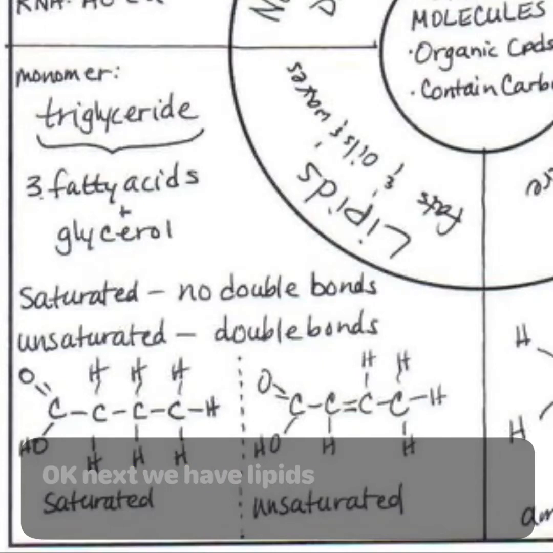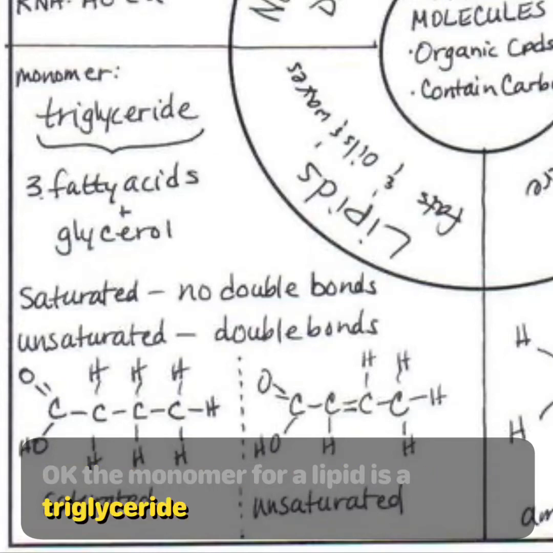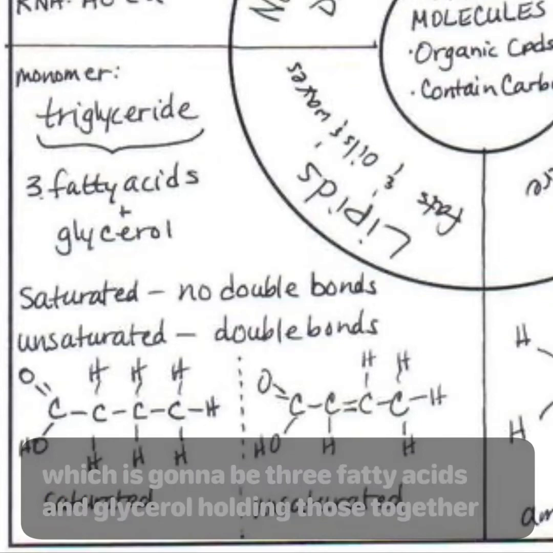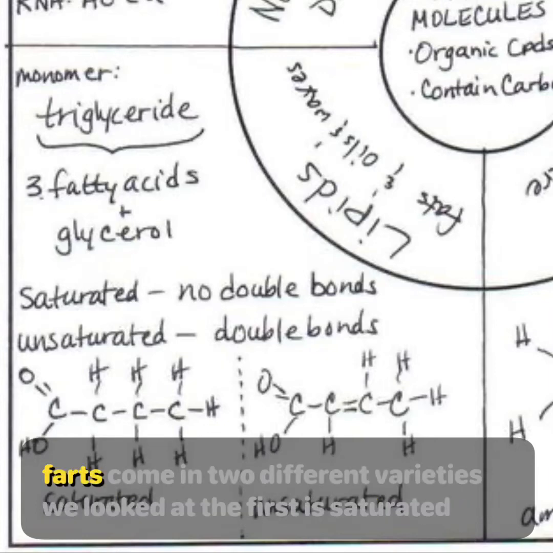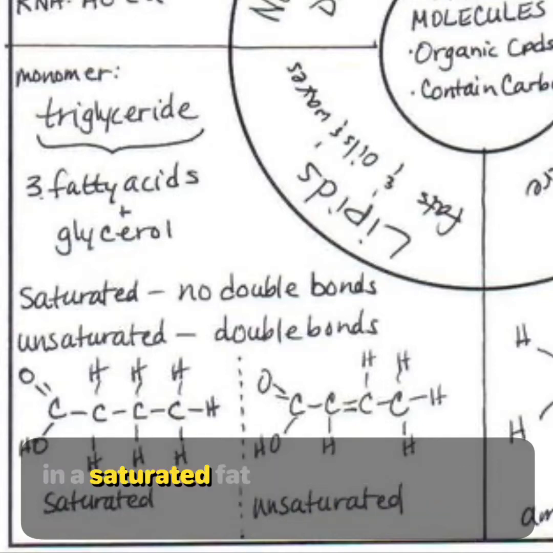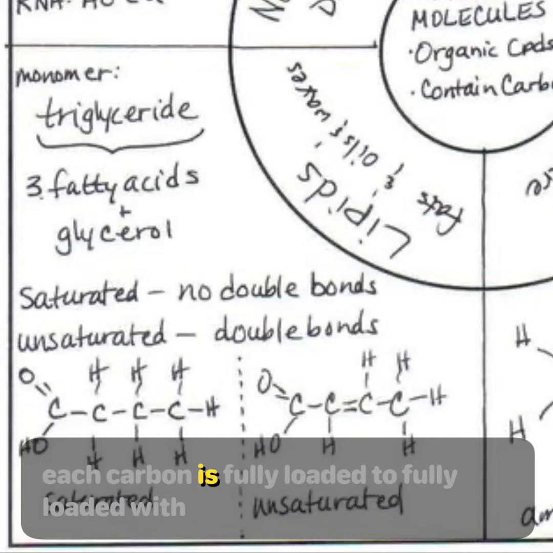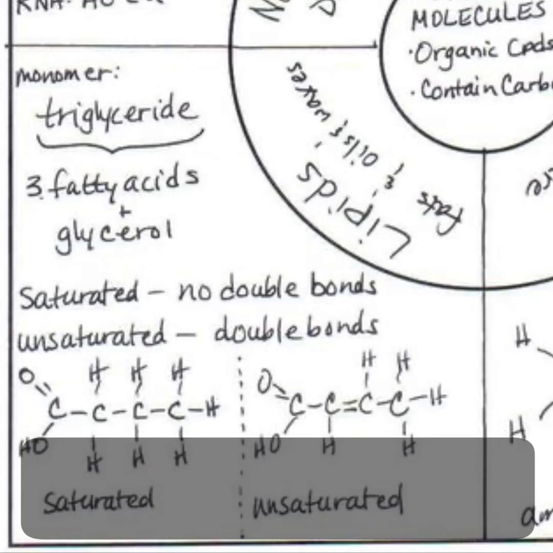Okay, next we have lipids. Lipids are going to give us fats, oils, and waxes. Okay, the monomer for a lipid is a triglyceride, which is going to be 3 fatty acids and a glycerol holding those together. Now, fats come in 2 different varieties we looked at. The first is saturated. In a saturated fat, each carbon is fully loaded with hydrogens. There are no double bonds. In a saturated fat, there's just no more room to put hydrogen on.